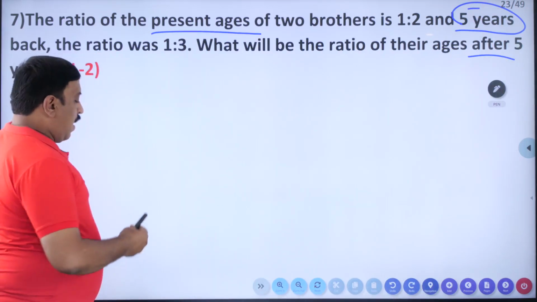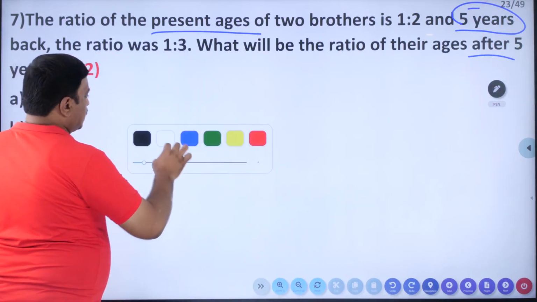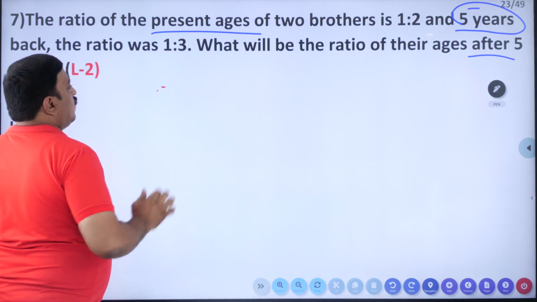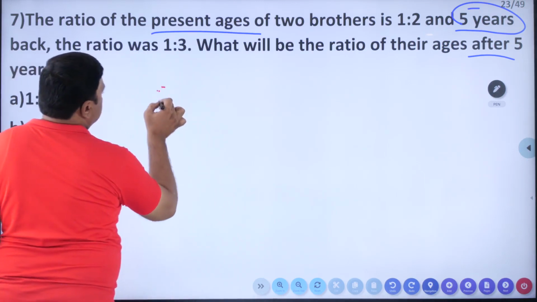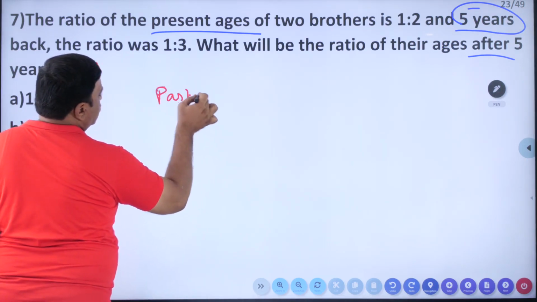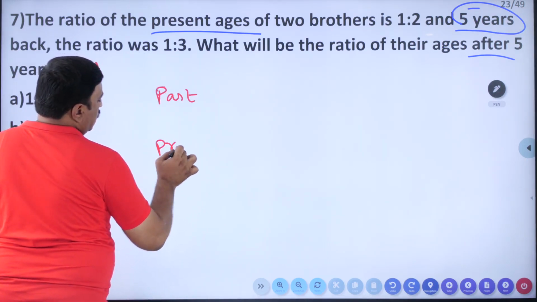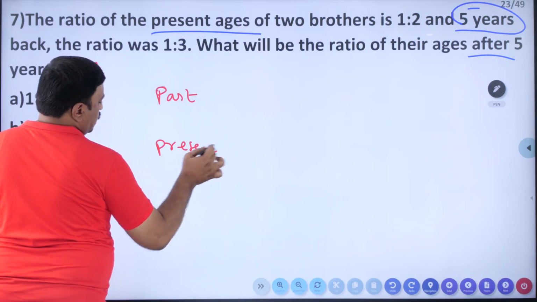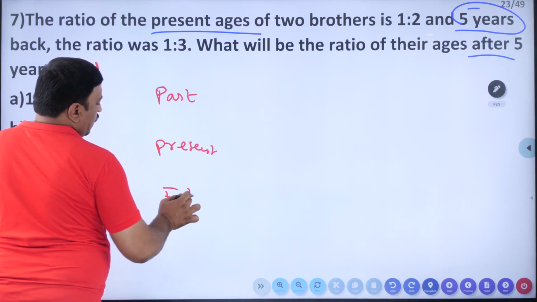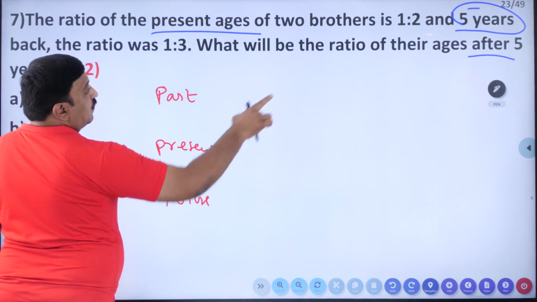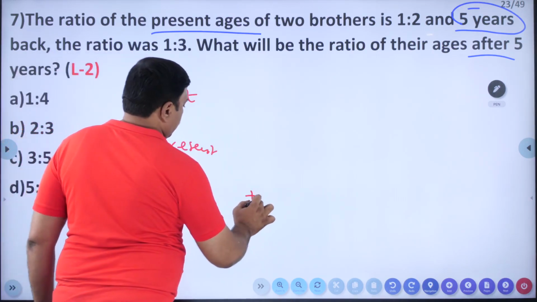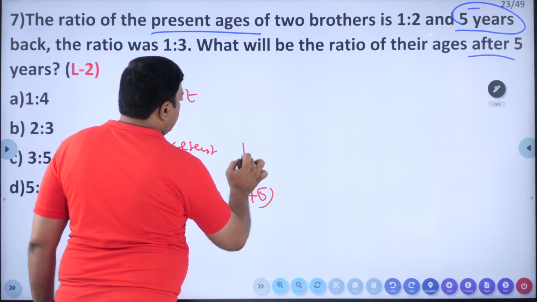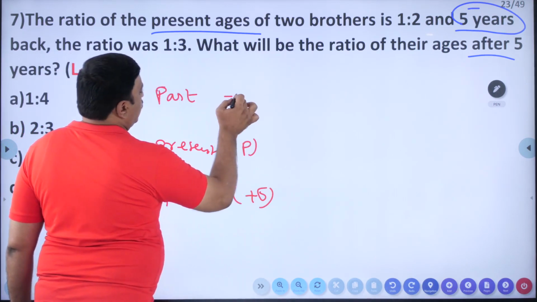I will go with the chronological order, just see this one. Chronologically, which should come first? Ago should come first, no? That is the past. We'll write past first. After that, present. Then we'll go with the future. This is what they need actually, the future, that is after 5 years. Present, and 5 years back.